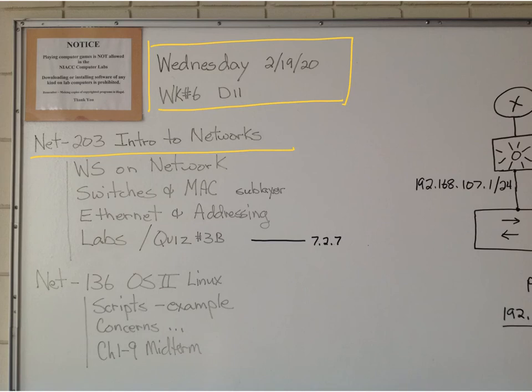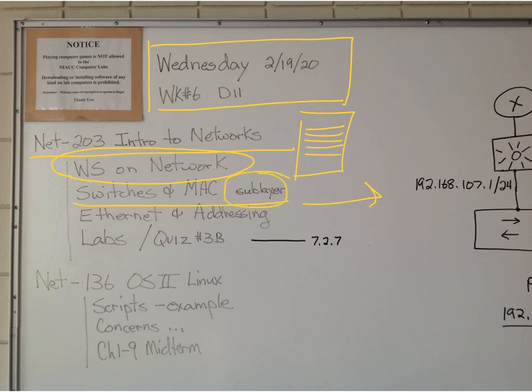Intro and networking. First thing, students got a workstation on their networks. This was the networks in the rack, the switches in the rack. And we have a diagram here we'll talk about in a little bit. We talked a little bit about switches, MAC addresses, the MAC sublayer, Ethernet and addressing, and then the labs. Actually, the students did a lot of work, and then they took the quiz at the end.